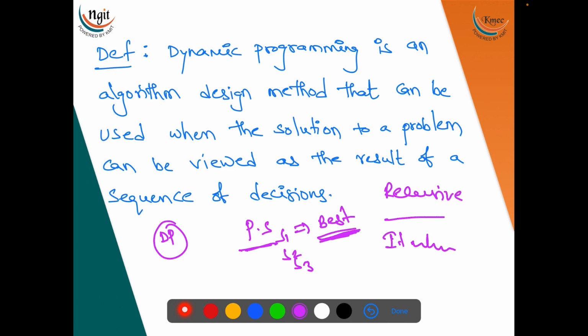So now I can state one difference here: in greedy method, a decision is taken one time, we do it that way and follow that procedure. Whereas in dynamic programming, at every stage we take a decision, and this is the difference.